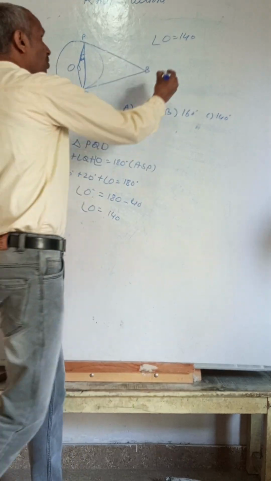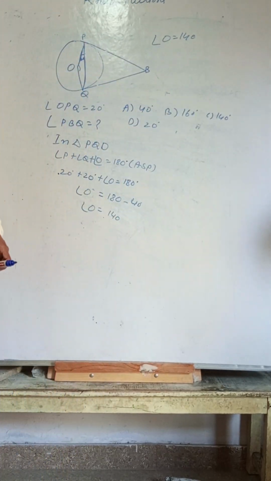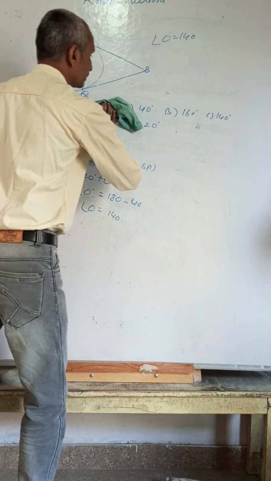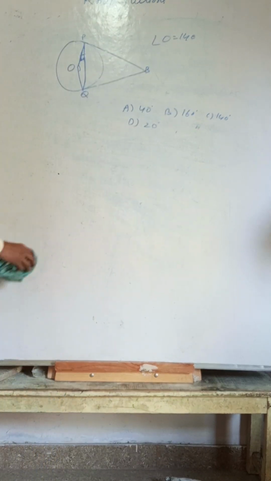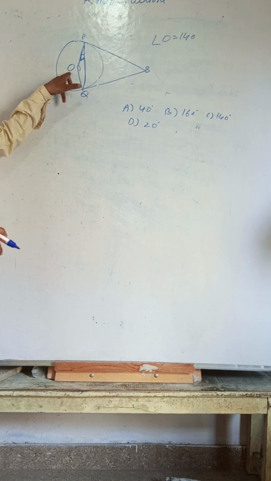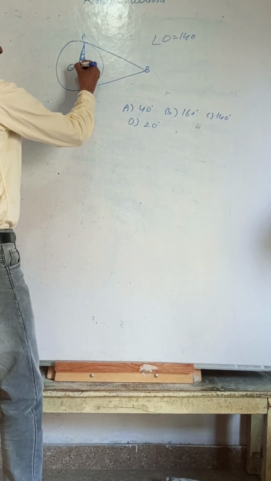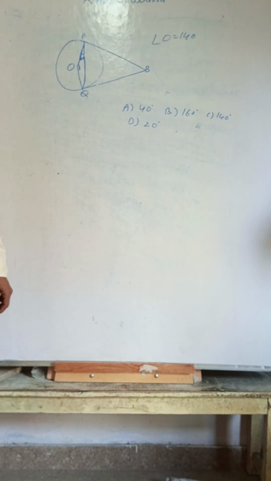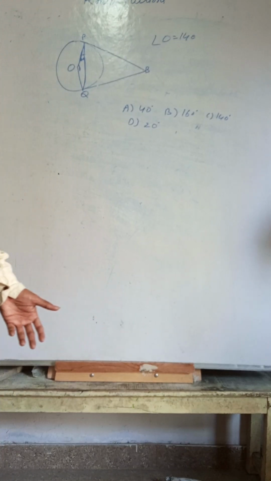Now for that, a shortcut also you can see. Otherwise you can take the quadrilateral P, B, Q, O. According to that, otherwise directly you can do: this angle and this angle are always supplementary angles, always supplementary.